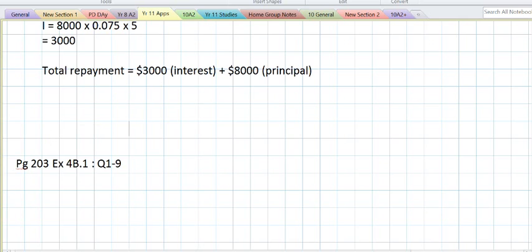Yes, I write the equation on the board. I equals P R T.